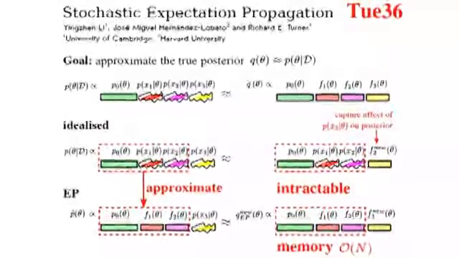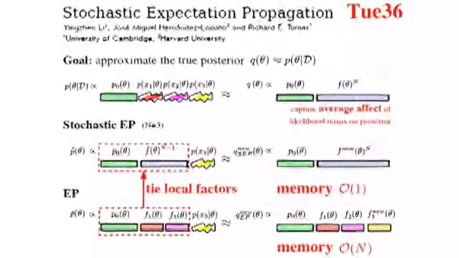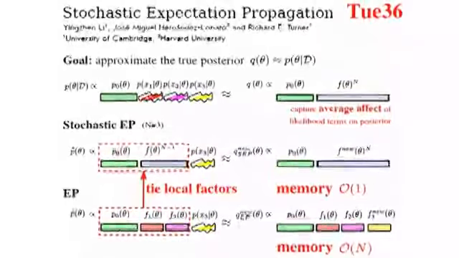However, it is a shame that we couldn't apply this to large-scale inference problems because it has order N memory complexity. So we solved this memory overhead problem by proposing stochastic EP, where we tie all the local factors and then run EP on it. So now we just need to store one copy of the local factors. That means we no longer have the number N in the memory complexity, so problem solved.